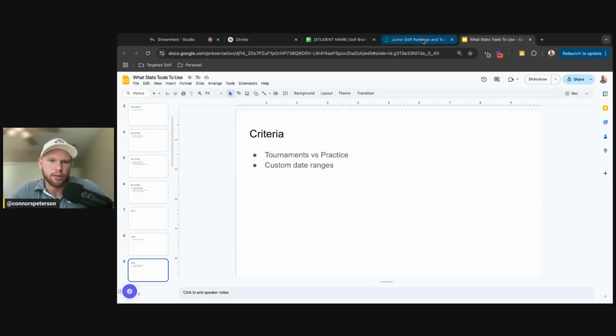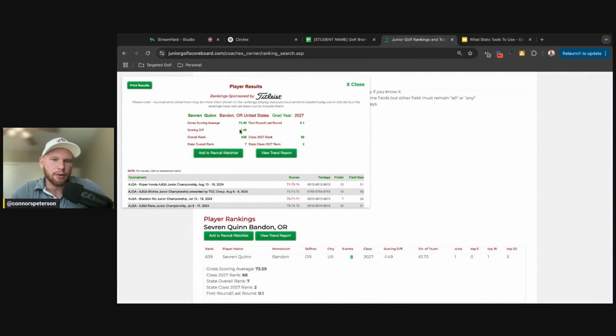So again, going back to Junior Golf Scoreboard, I don't use this as like, oh, hey, you're 11, you're 12, you're 13 years old, you need to use Junior Golf Scoreboard as a way to get in front of college coaches. It becomes that in the future. But really what it does for you is it tells you, hey, we got a scoring differential of, I don't know, 6.